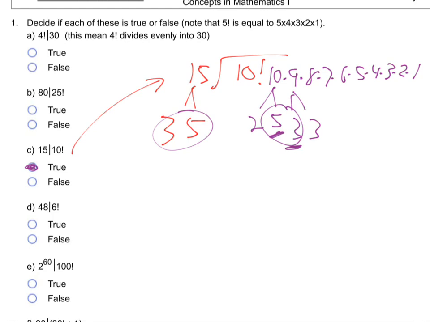How about D? Is D true? Want to try that one? In fact, why don't you do D and E? Yeah, so let me give you a second. Stated, I think, quite well. So let's jump down to E. E's the trickier one. Is 2 to the 60th divided into 100?